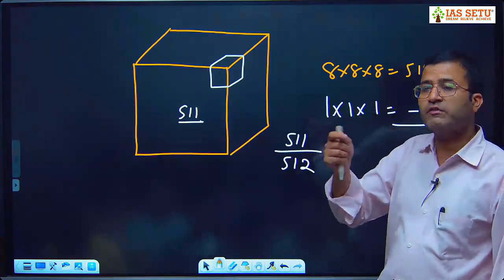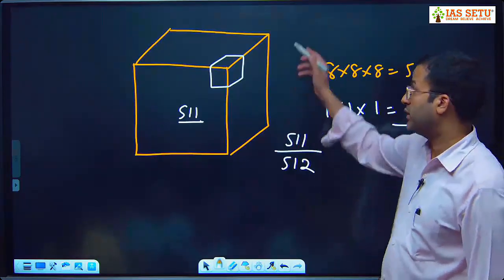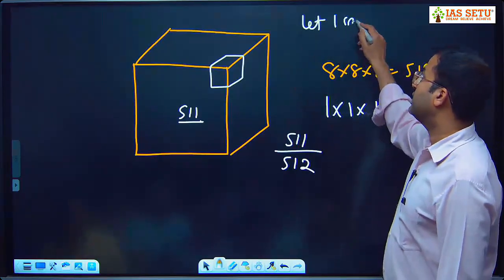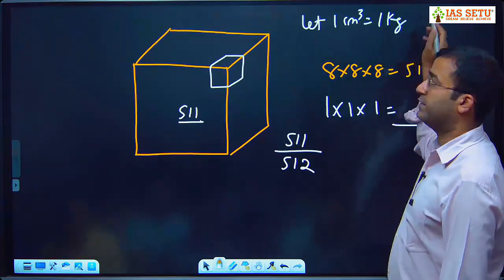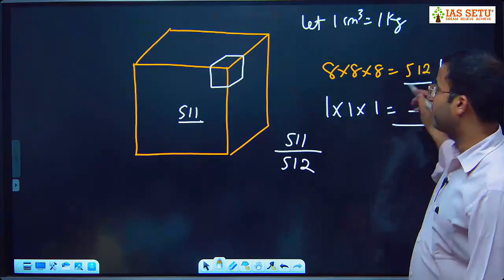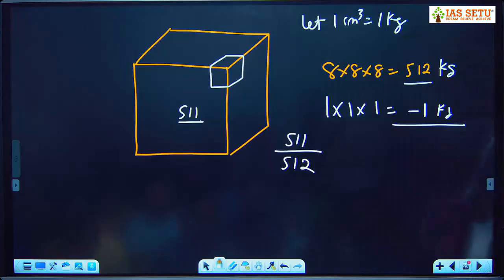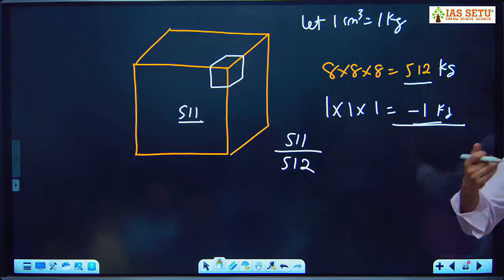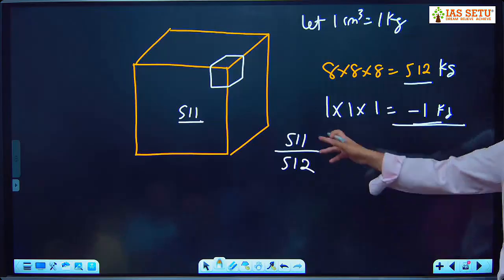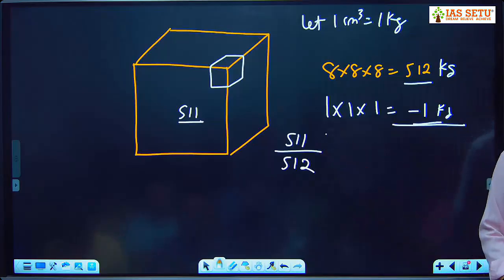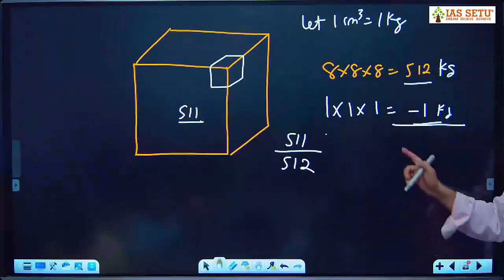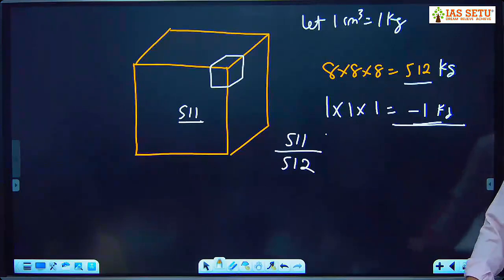किसी को अगर कंफ्यूजन है वॉल्यूम और वेट कैसे किया, मैंने असम कर लिया. Let 1 centimeter cube have 1 kg weight. So it means 512 centimeter cube will have 512 kg weight. Out of that 1 kg weight has been removed. So what is remaining? 511. Let us try 2 more questions. लिख लो.